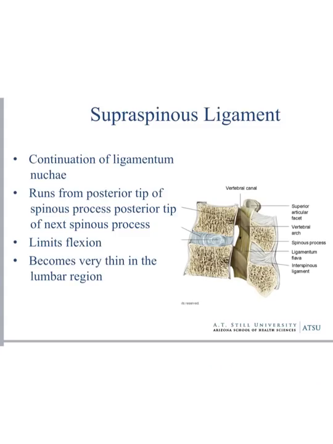Finally, the supraspinous ligament, as its name suggests, runs on top of the spinous processes on the most posterior aspect of the spine. This ligament, along with the other three, helps limit flexion. Now, this ligament is very, very thin in the lumbar region, which we'll see more of on Monday.